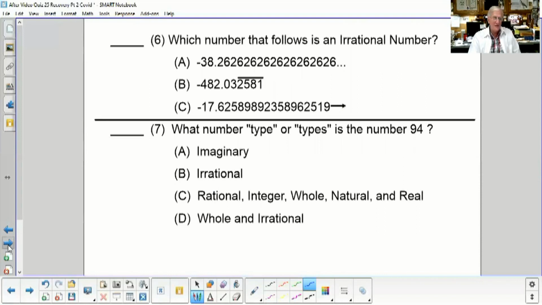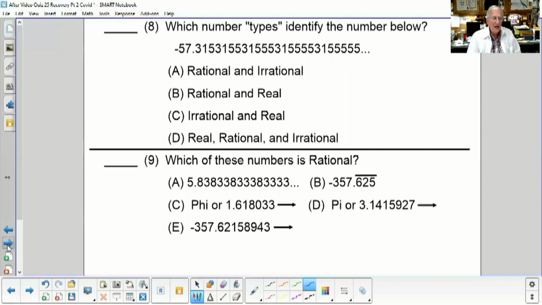What type or types of numbers is 94? Well, it certainly isn't imaginary. It certainly is real, right? Okay. Is it irrational? No, I don't think so. Is it whole and irrational? No, if it isn't irrational, it can't be whole and irrational. So guess what? It's all of these. It's rational, it's an integer, it's a whole number, it's a natural number, and it's a real number.